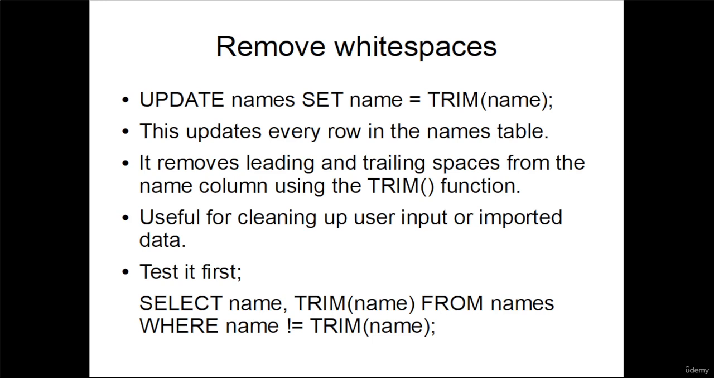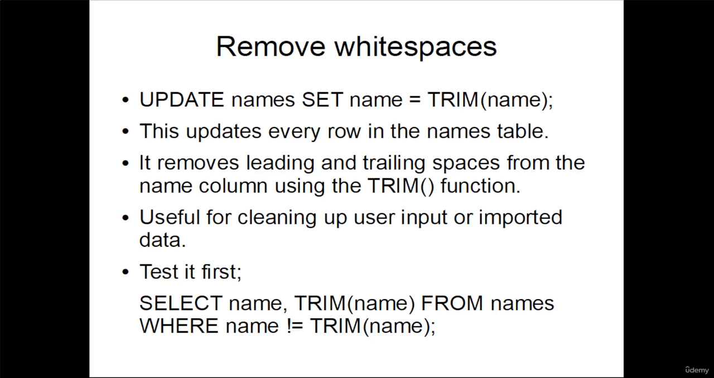You can do this with a select query. Select name, trim, name, from names where name not equal to trim, name. This query identifies rows where the name column contains leading or trailing spaces. It displays two columns, the original name, with whitespace, and the trimmed name, without whitespace, for all rows where the name with spaces differs from its trimmed version.